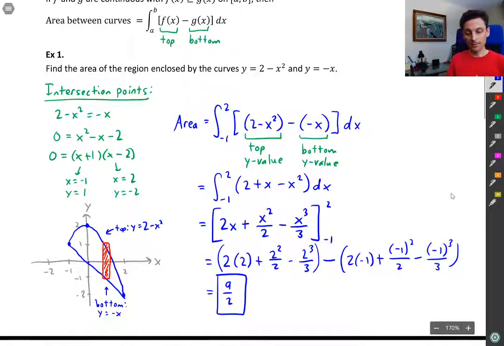So that's the area between these two curves from x equals -1 to x equals 2. That's the finite region that's enclosed between those two curves. So right here, this is 9/2 square units, whatever the units are. Or you can think of it as 4.5, which would be the decimal way of writing it.